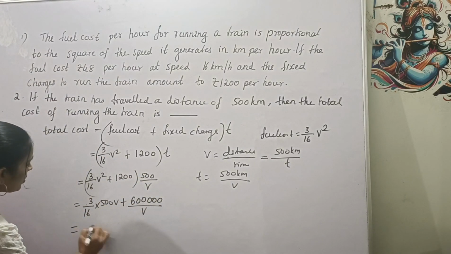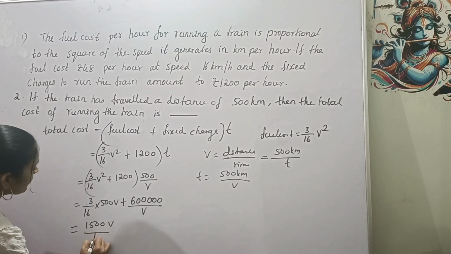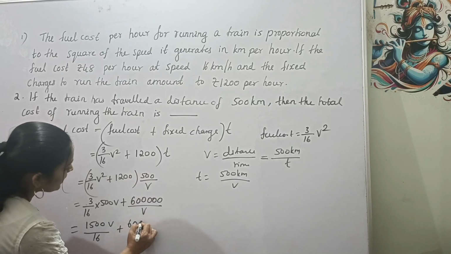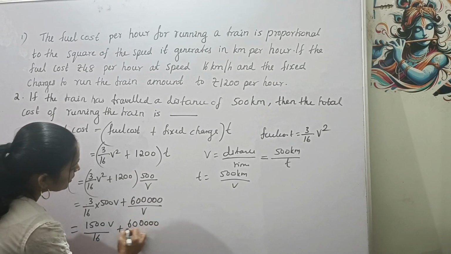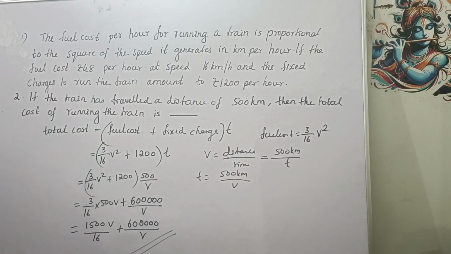That is equal to 1500 v divided by 16 plus 6 lakh divided by v. It is the total cost as a function of v.